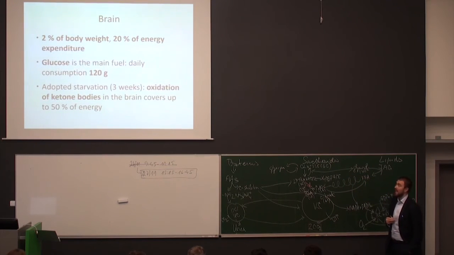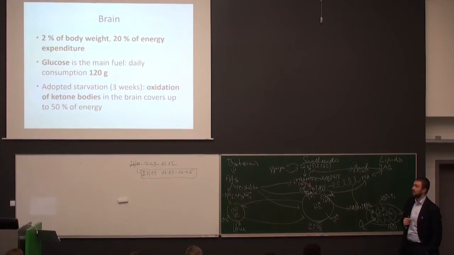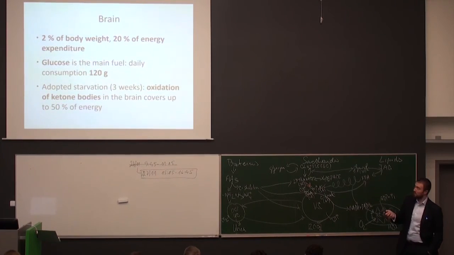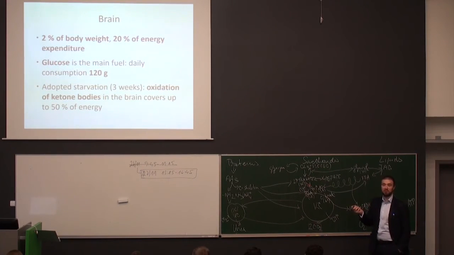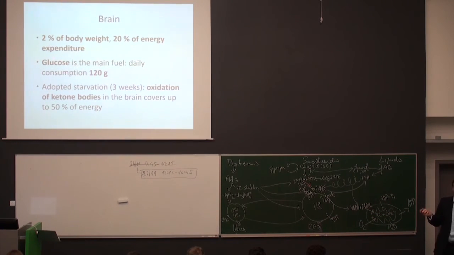And one other bad thing about the brain: if we return to skeletal muscle or to kidneys, they are also big consumers, but they can eat almost everything. Not so the brain. The brain is strictly dependent only on glucose. And per day it was calculated that it consumes 120 grams of glucose. There is only one exception, and that's when you are in long-term starvation.